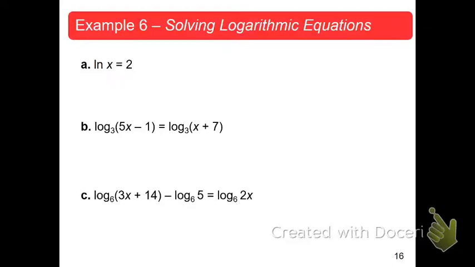Okay, lesson 3.4, example 6. We're just solving log equations. And if you read through the previous couple slides there, it talks about another little way to do it somewhat. But we can use that.